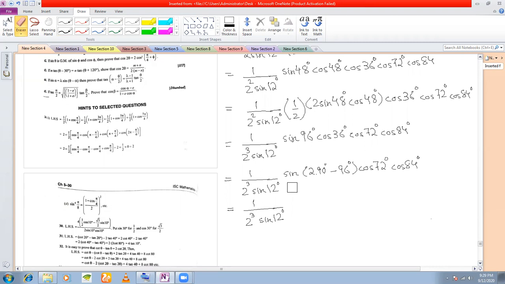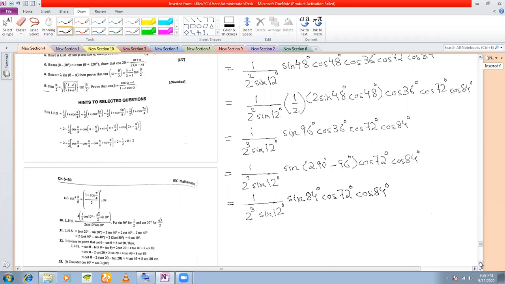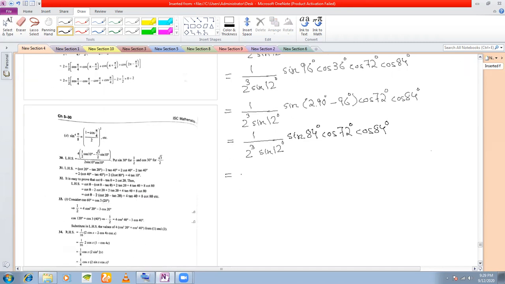So this can be written as sin of 180 minus 96, which is how much? 84. cos 72°, cos 84°. Now again you take a half. So 1/2 cubed sin 12°, and you take a half.